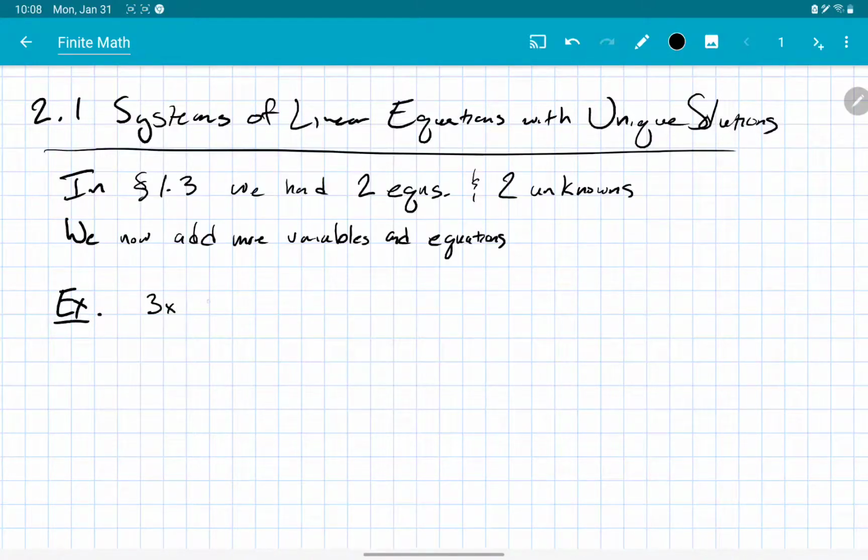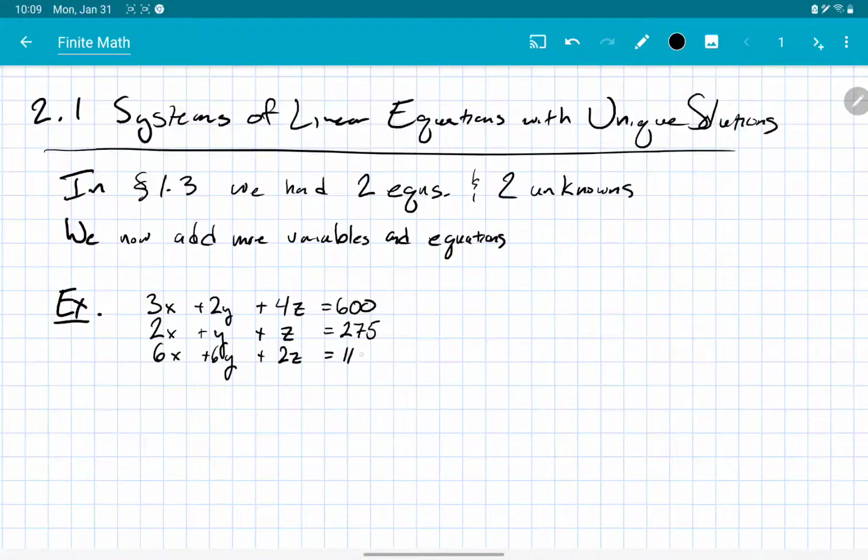We want 3x plus 2y plus 4z to equal 600. We want 2x plus y plus z to be 275. And we want 6x plus 6y plus 2z to be 1150. And we want all of these things to happen at one time.